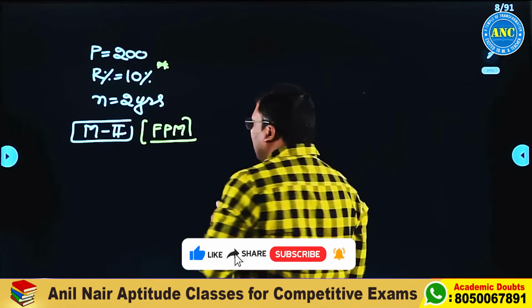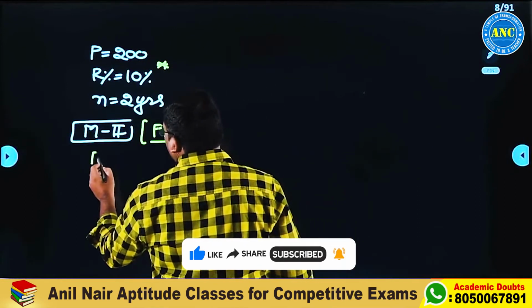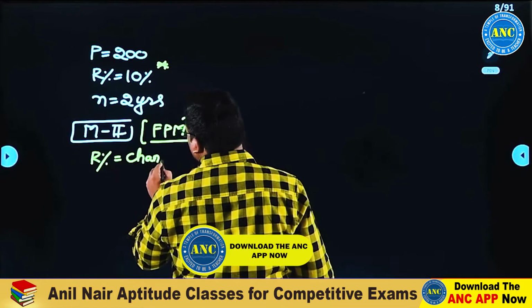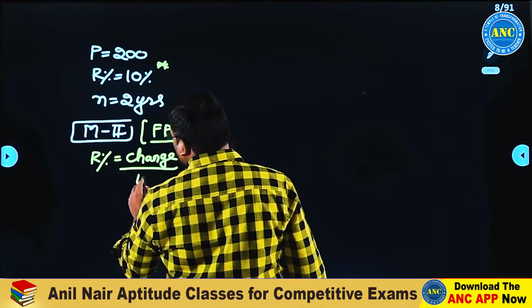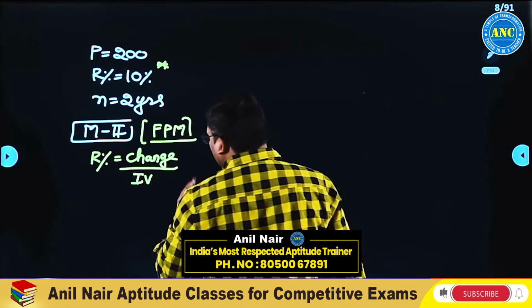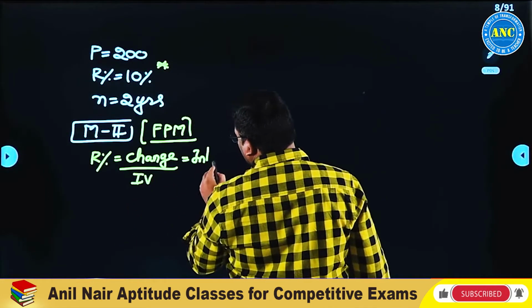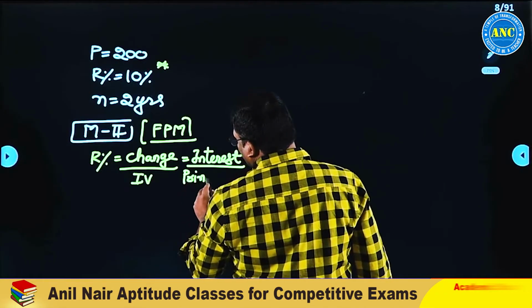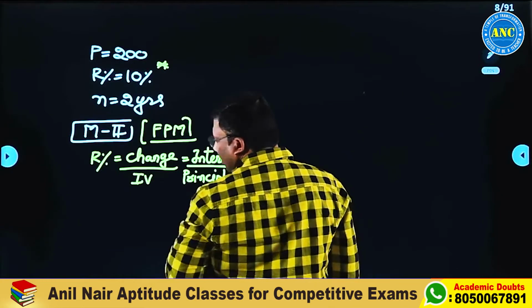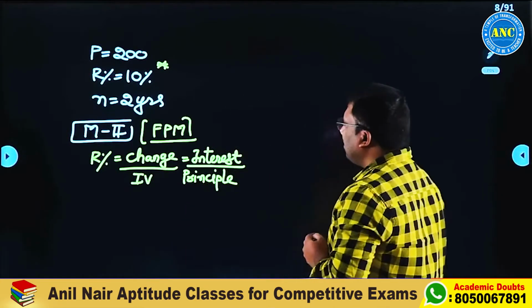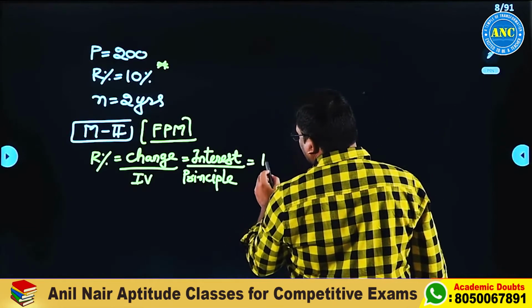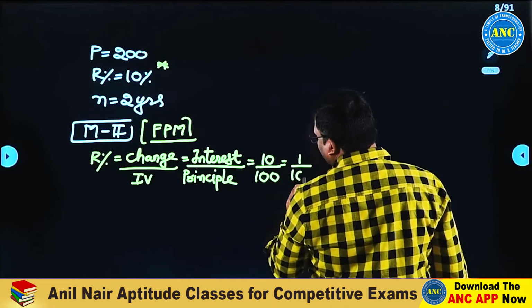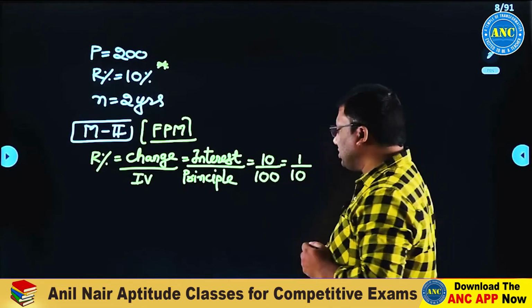Now, see here, sir. This uses the concept of the definition of R percentage. R percentage is given by change upon initial value. Change is interest. Initial value is principal. It is given as 10%, 10 by 100. That means 10 by 100 is 1 by 10. We have to go step by step.